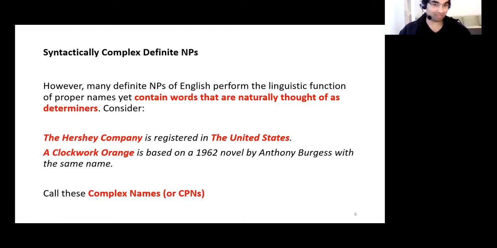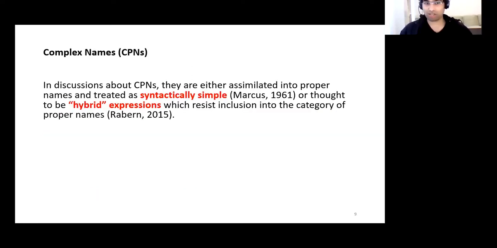Similarly, consider the expression "a clockwork orange" in the second sentence, which seems like a proper name, and yet contains what seems to be the determiner "a". So, without already assuming that these are proper names or that they are syntactically complex, let's just call them complex names, or CPNs for short. Now, in discussions about CPNs, they are either assimilated into proper names or treated as syntactically simple.